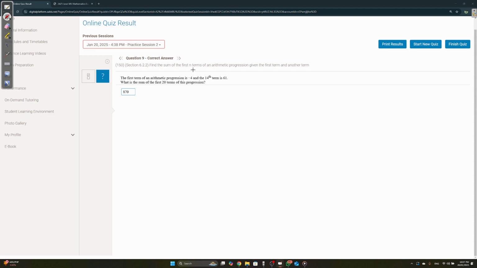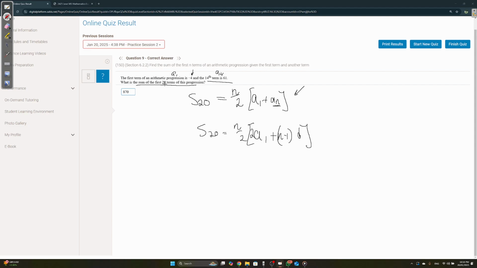The first term of an arithmetic progression is negative 4, and the 14th term is 61. So they gave us a1, and they gave us a14. Okay, what's the sum of the first 20 terms? So they want the sum of the first 20 terms. You know, the sum of the first 20 terms is equal to n over 2 times a1 plus an, right? Or you can use the formula, S20 also would be n over 2 times 2a1 plus n minus 1 d. So you can use this and find a20 because we're looking for the 20 terms, or you can use this without finding a20, which in my opinion is easier. So I'm going to use this.